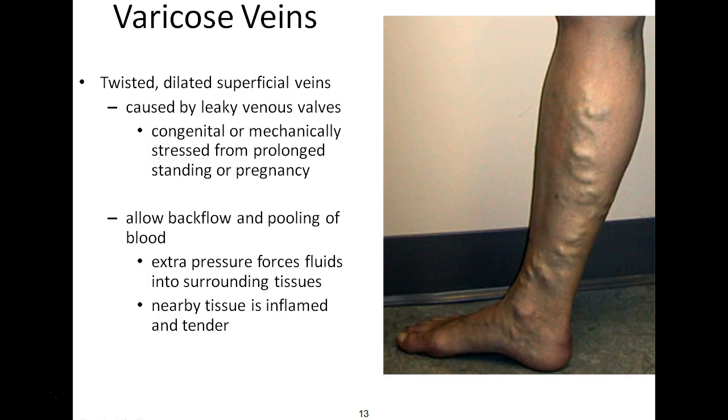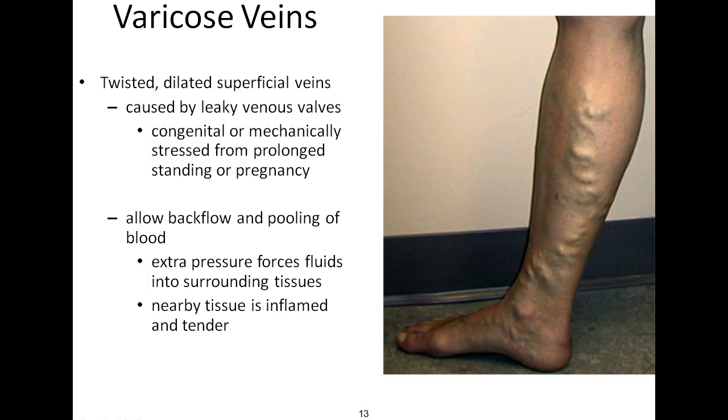We turn our attention to a homeostatic imbalance of veins, and that is varicose veins. These are twisted and dilated superficial veins. As one can see on the right, these are prominent. They come out through the dermis and the epidermis. Typically, varicose veins are caused by valve malfunctions, so we get leaky, so to speak, venous valves.